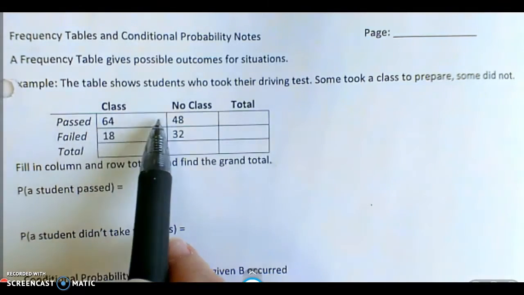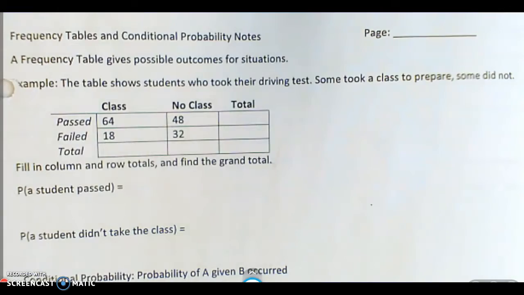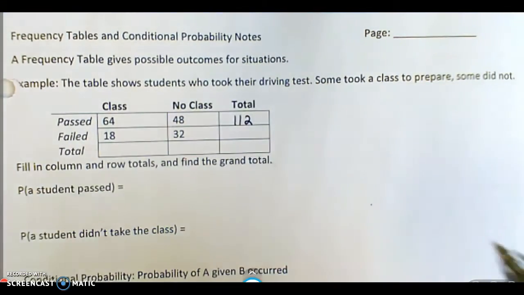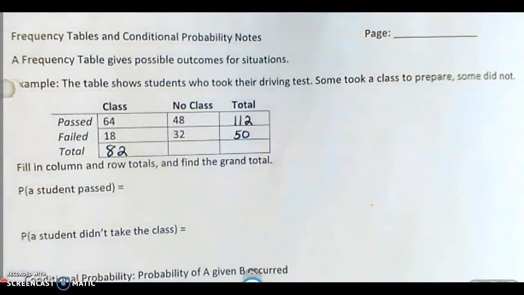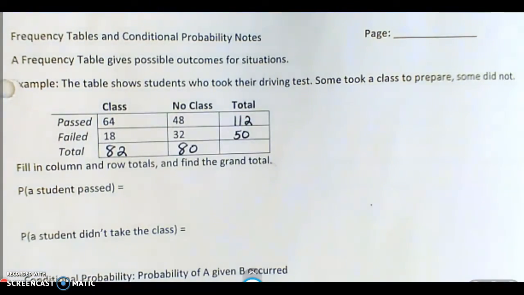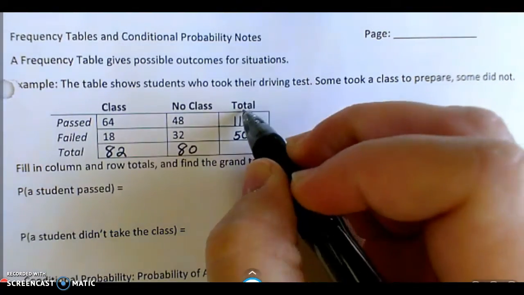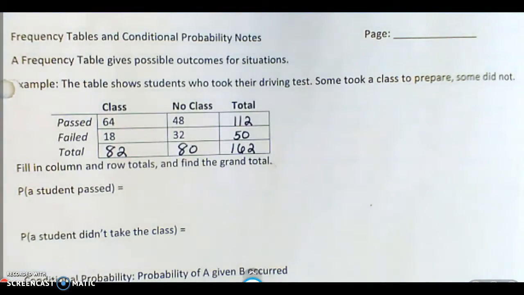However, you do need to find the totals in most of these problems in order to answer the questions. So what I'm going to do is add across to get each of the totals and add down to get each of the totals. 64 plus 48 is 112. 18 plus 32 is 50. 64 plus 18 is 82. 48 plus 32 is 80. And you add across and add down, and this number should be the same as across and down altogether, and it is. And that's the grand total. That's the total number of people in the whole entire situation.